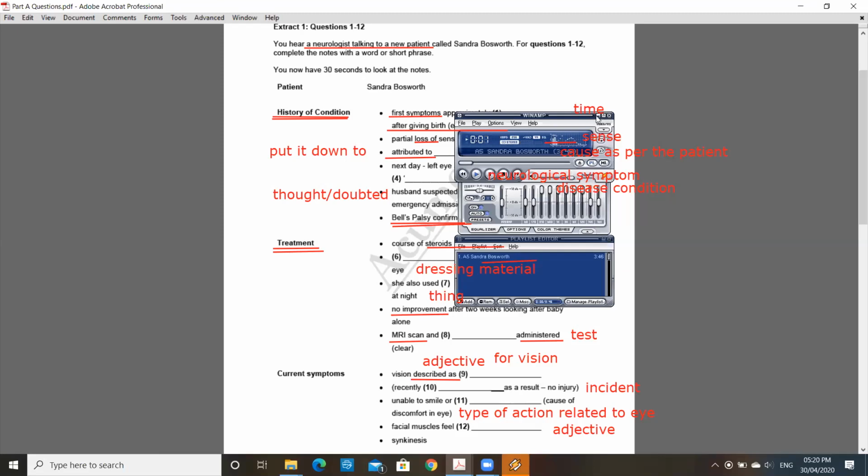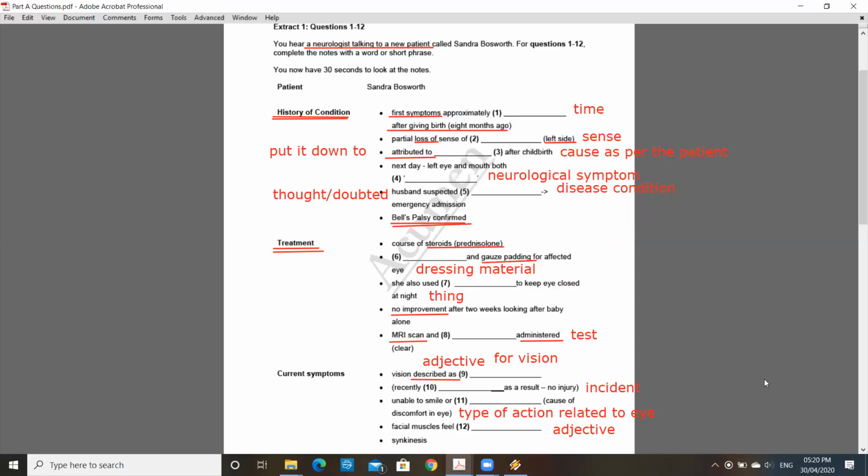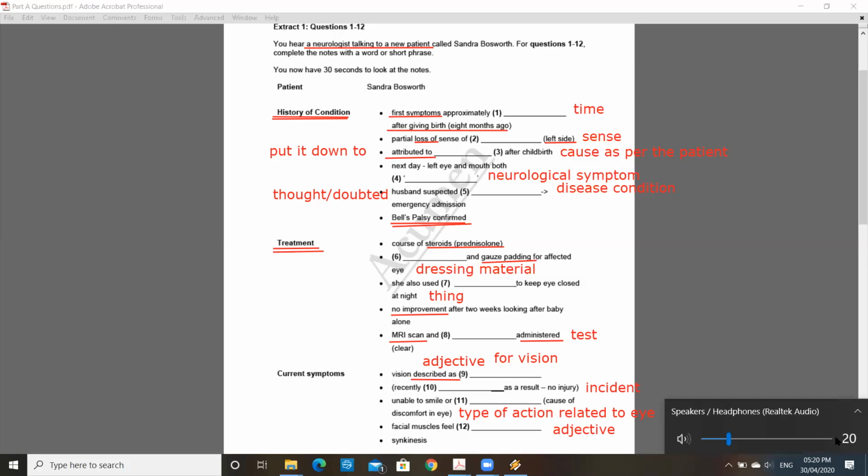So, Sandra, I understand you've been referred to me because you have Bell's palsy and it's been going on for some time. That's right. Okay. Well, first of all, I wonder if you could run through for me how this started, what treatment you've had and so forth. I have your notes here, but it would be good to hear it from your point of view.